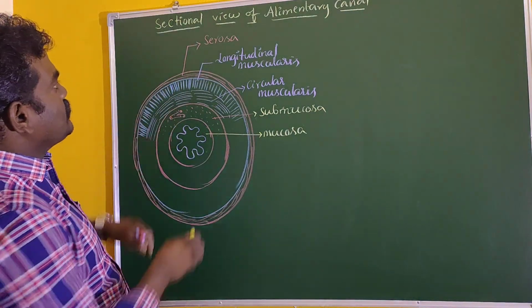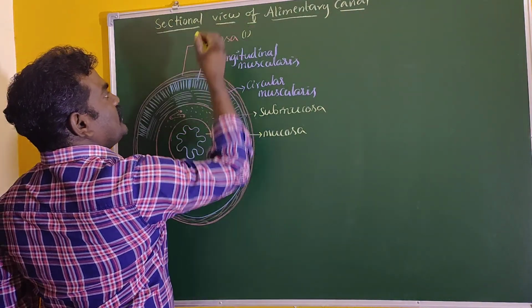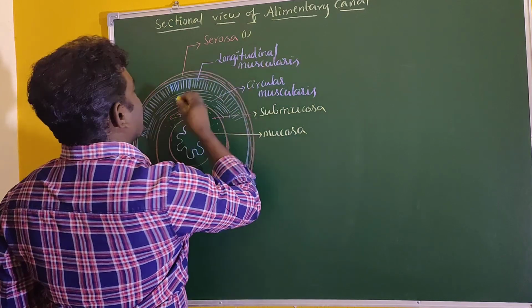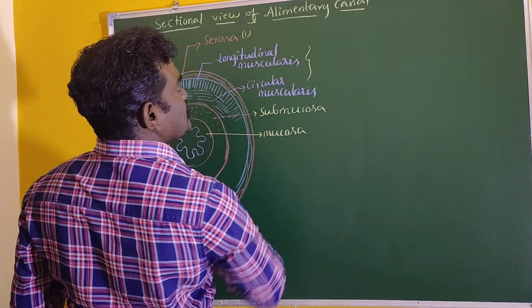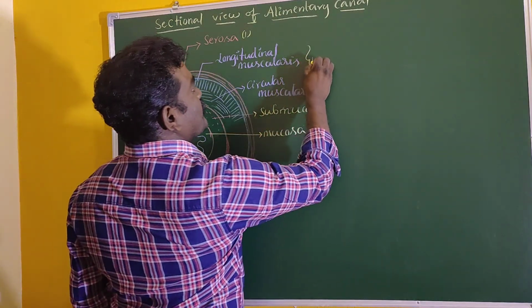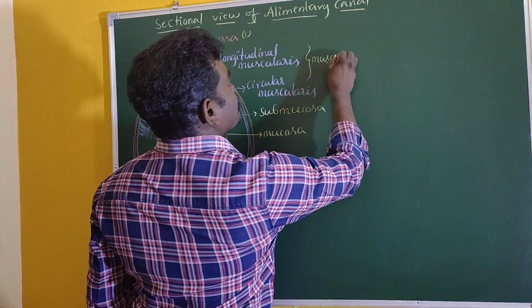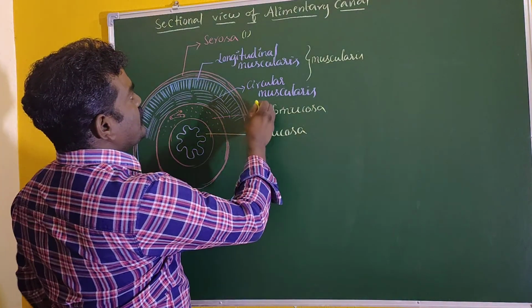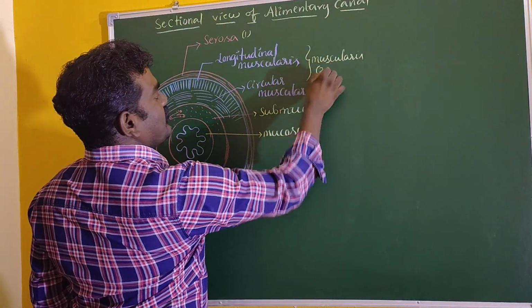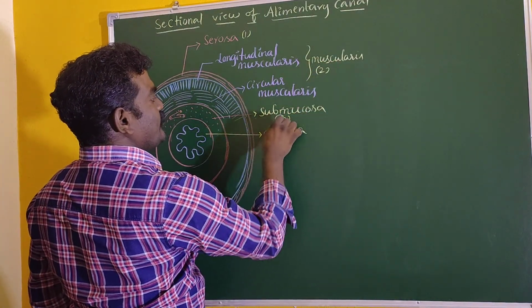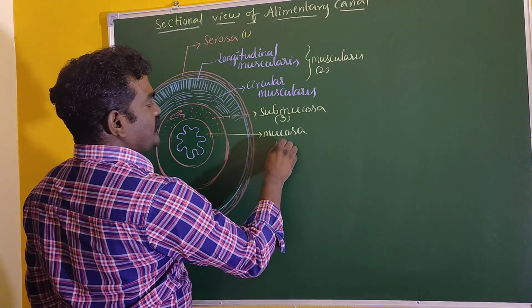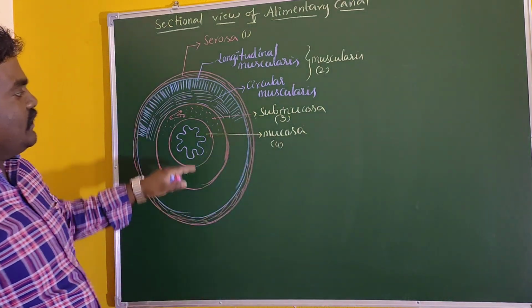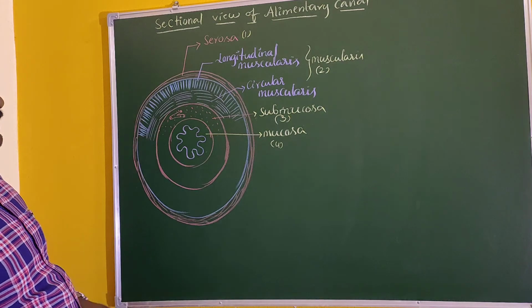Okay, so the first one is serosa, the second one is collectively called muscularis. The third one is submucosa. The fourth one is mucosa. These are the 4 wall layers.